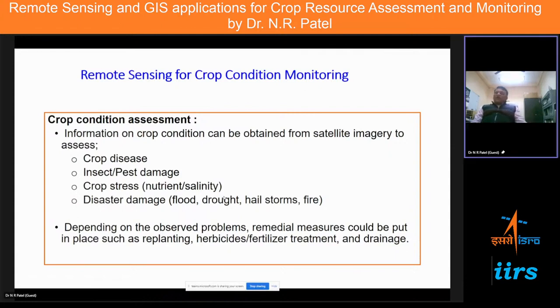Apart from crop acreage, crop condition monitoring is an essential component and part of monitoring agriculture. For example, how can we monitor crop disease, infestation, insect pest damage, crop stress like nutrient or salinity, and disaster damage like flood, drought, hailstorm? How can all this be mapped? These are very important conditions which affect crop performance and finally affect crop yield. So various remote sensing based technologies are being developed to detect crop stress, whether from disease, pest, nutrient, drought or hailstorm.